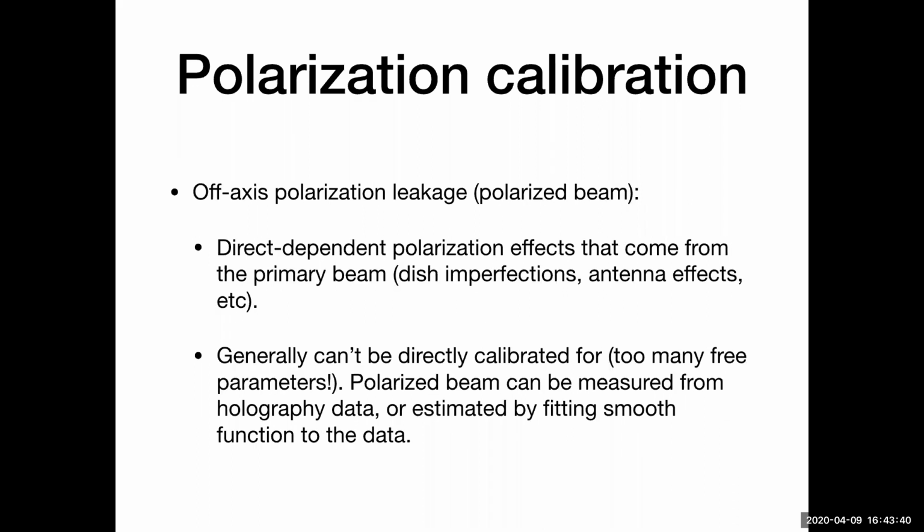The off-axis leakage is effectively the direction-dependent effects. This is often associated with aspects of the dish. You can have imperfections in the dish that cause a polarization-dependent response. Things like support struts holding the secondary can have polarized behavior, stuff like that. All these kinds of effects, and in general, they are difficult to calibrate for, somewhere between difficult and impossible.